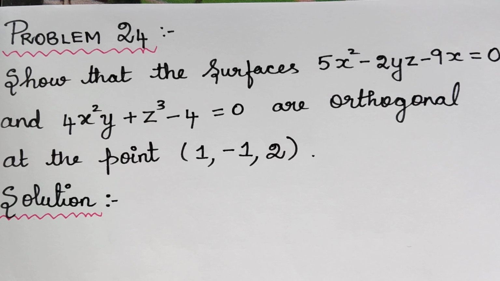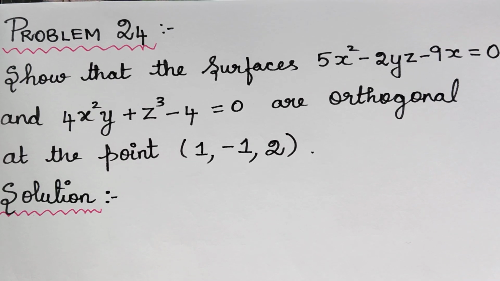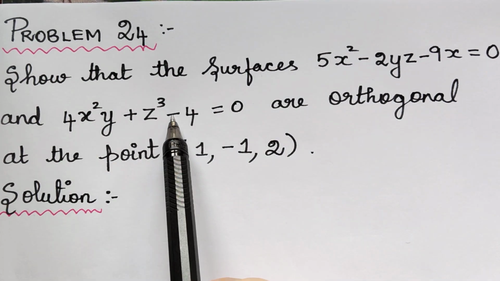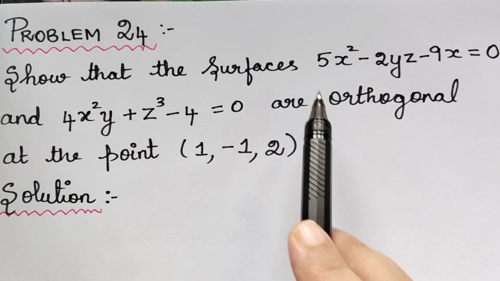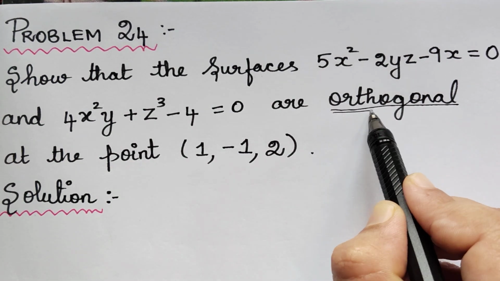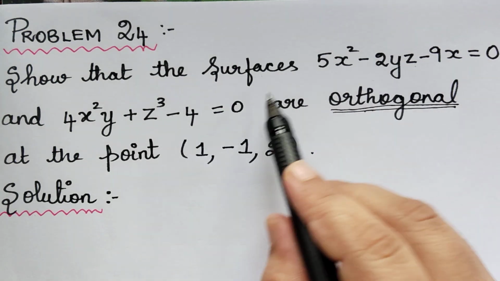Hello students, under the topic vector differentiation, in this video we are going to learn when two surfaces are said to be orthogonal. Here they are asking us to show that the surfaces, they have given two surfaces, are orthogonal to one another. Orthogonal means they are perpendicular to one another, that is, the angle between these two surfaces is 90 degrees.